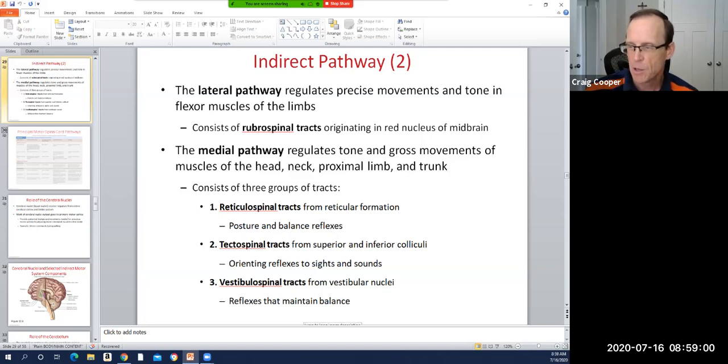And then vestibulospinal tract reflexes that help maintain balance. We'll talk about our vestibular function in lab in particular today when we go over the ear. All right, 9 o'clock. I'm not doing too bad. So let's keep rolling here.